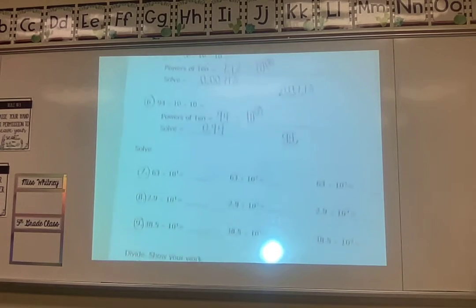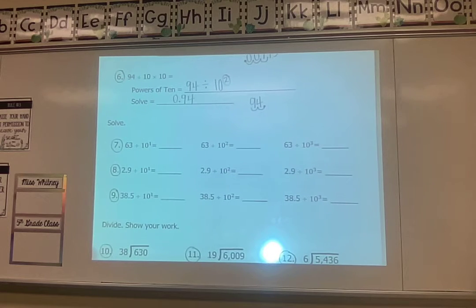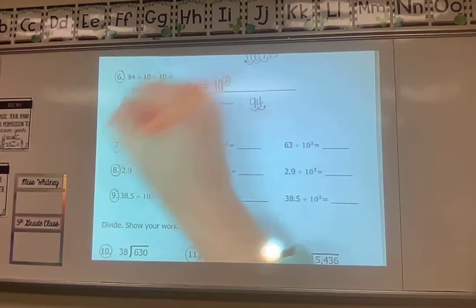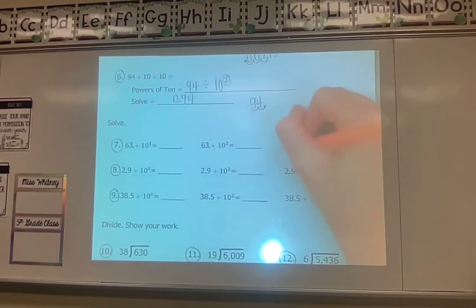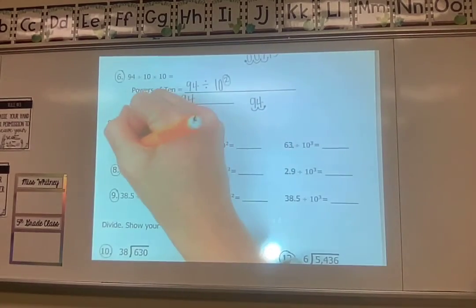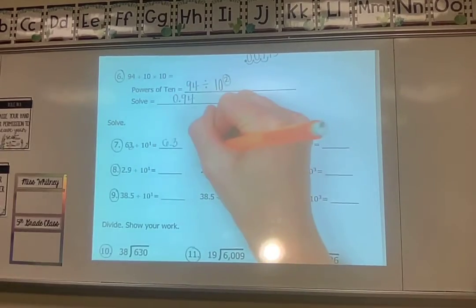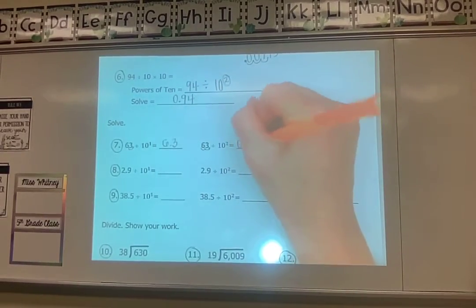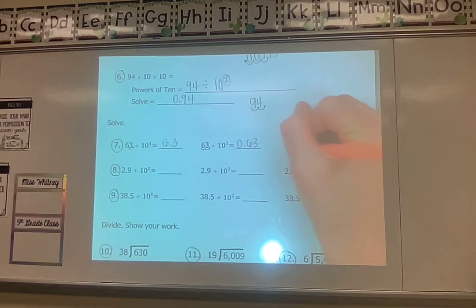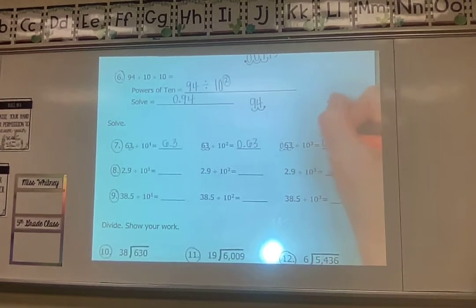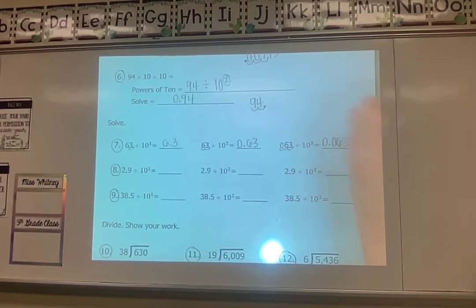Alrighty, scooching on down, 7, 8, and 9 is more powers of 10 stuff. I'm going to go pretty quickly here, so make sure that you have solved these so that you can just check and see how you did. That way you don't have to work them while I do it because I'm going to go fast. Remember, 63 does not have a decimal, so I would add it right behind, and then I'm just going to move it how I need to. 1 time would be 6.3. 2 times would be 0.63. And 3 times, I would need to add an extra 0, so 0.063.